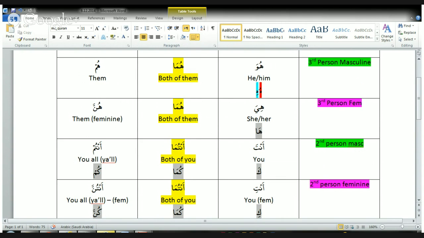Same person who probably said Muslimun, Musliman, Muslimin, Muslimani, Muslimani, Muslimin. Right? Anti, antuma, antunna.